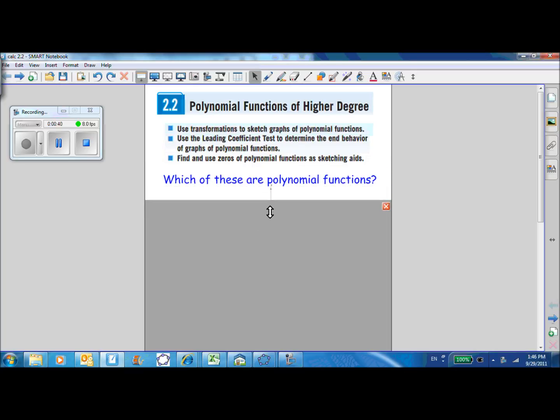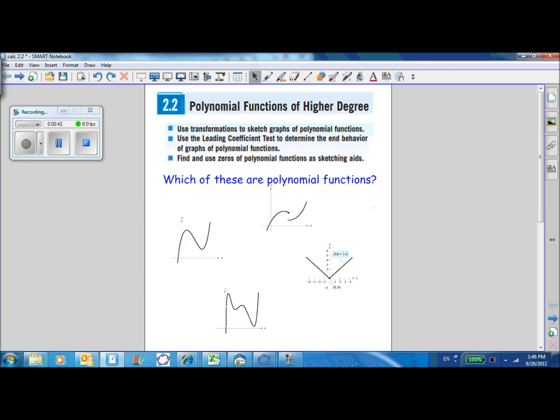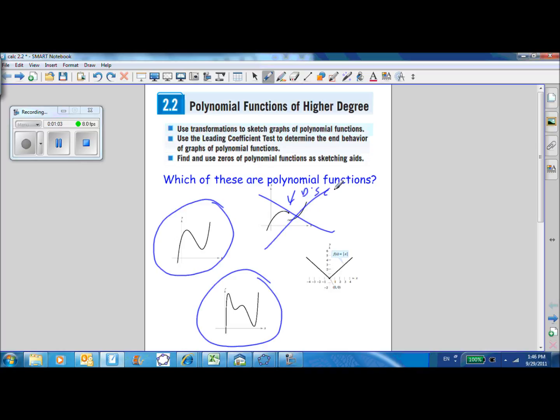Now, let's first of all talk about what a polynomial function is. We had some restrictions on polynomial functions. That is, all the powers on x had to be whole numbers. And as a result, you end up with these nice continuous graphs with no sharp corners. So our polynomial functions here are going to be the ones that look like nice, smooth curves. These are not, because this is discontinuous. This is discontinuous. And this one has a sharp corner. So basically, polynomial functions end up being smooth and continuous.